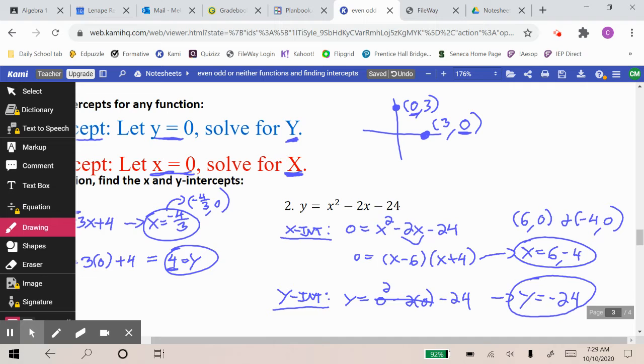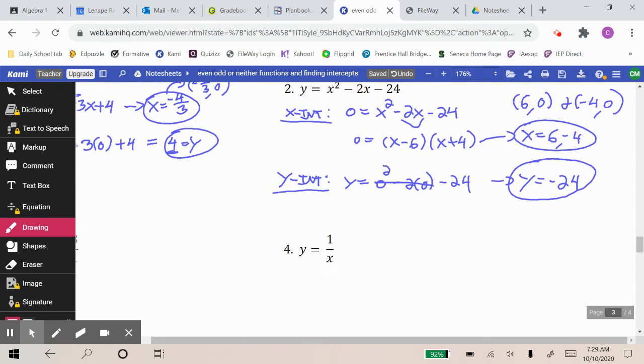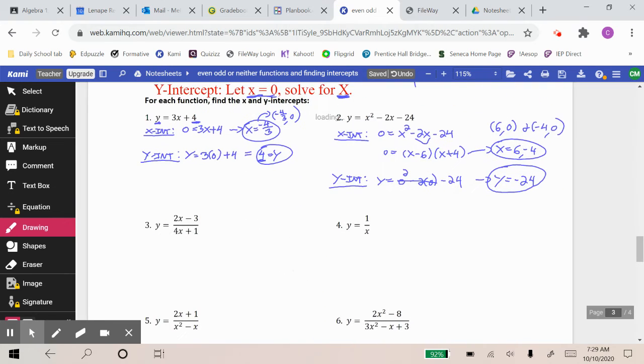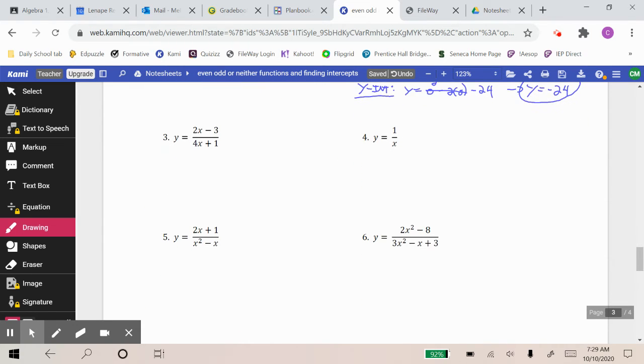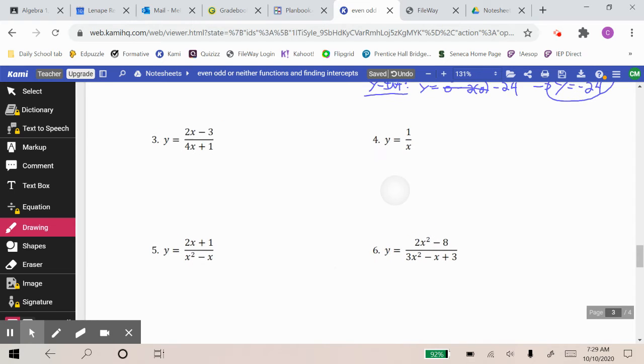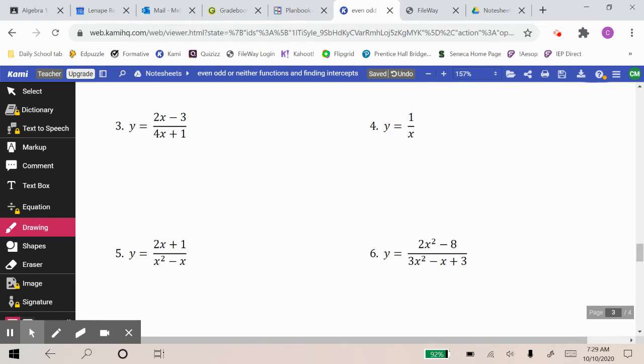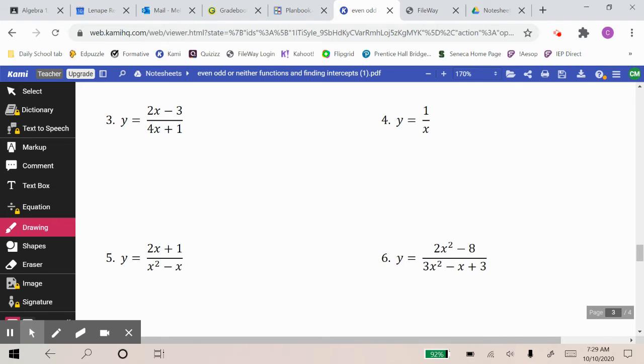Okay, I want to move to number 3. And actually, the last ones, 3, 4, 5, and 6, are kind of a segue. These are fractions. In fact, number 4 we already did with the basic shapes. But we're going to eventually graph ones like 3, 5, and 6, which are rational functions. So if I wanted to find the intercepts, I'm going to zoom in on 3.